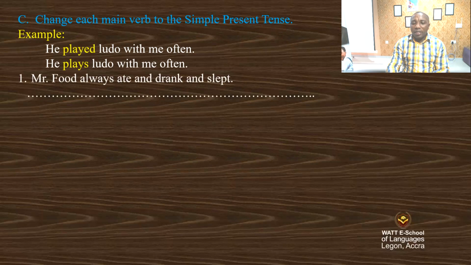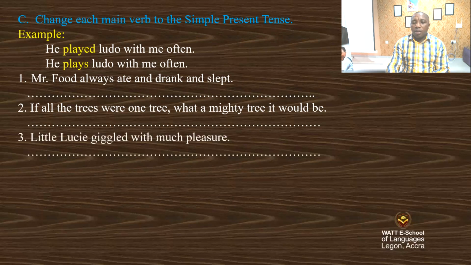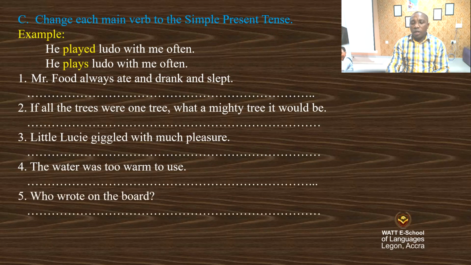Mr. Food always ate and drank and slept. If all the trees were one tree, what a mighty tree it will be. Little Lucy giggles with much pleasure. The water was too warm to use. Who wrote on the board? So here we have the sentences. We are going to put the verb into the simple present tense.